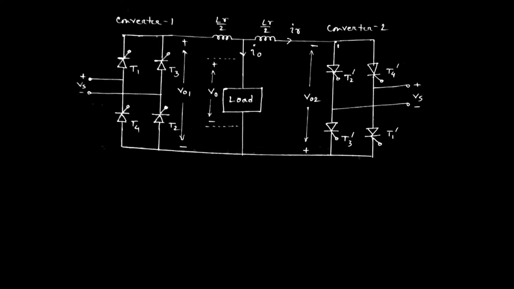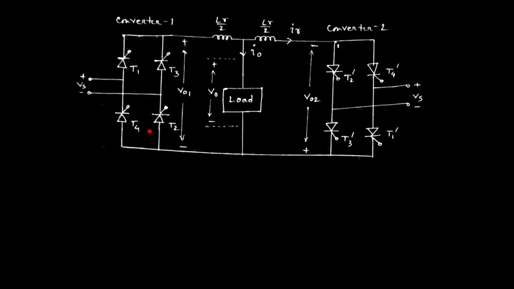So this is the circuit diagram for the single-phase dual converter, in which this part is, suppose, converter 1, where we are using 4 thyristors to form the bridge, that is T1, T2, T3 and T4. And this is converter 2, which is connected back to back. That is why the direction of the thyristors is opposite, that is T1 dash, T2 dash, T3 dash and T4 dash.